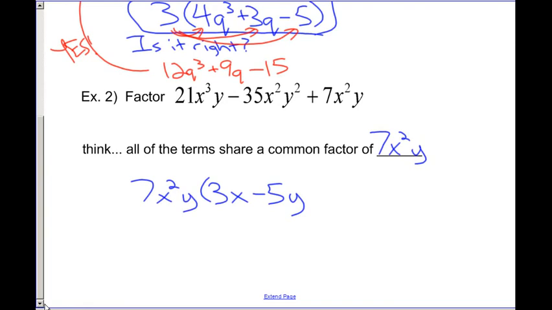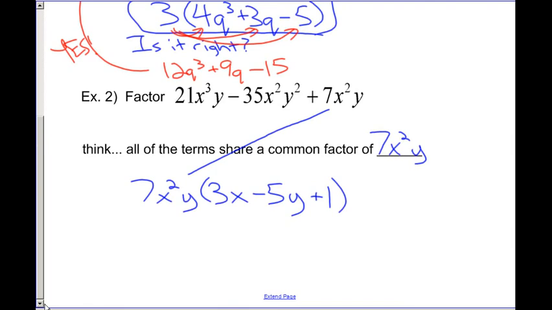This is the one that people sometimes mess up. 7x squared y. If I take out a factor of 7x squared y, I'm not subtracting that off. I'm dividing it. So 7 divided by 7 would give you 1. And the x squared is taken out, as is the y.